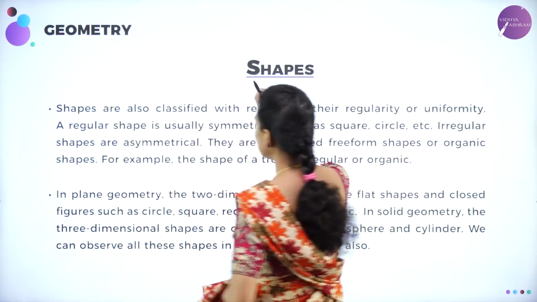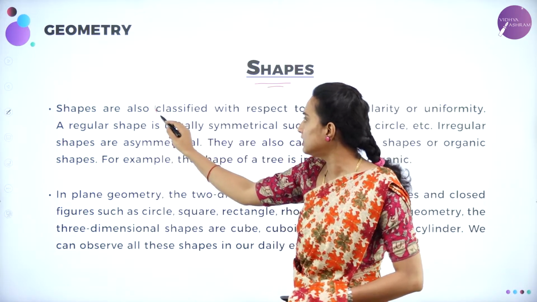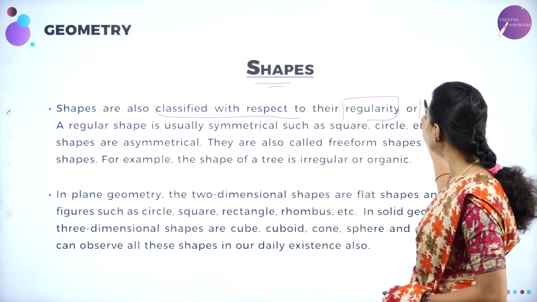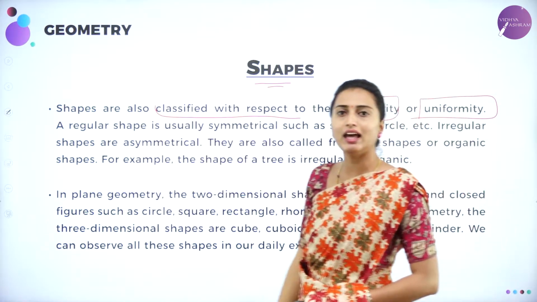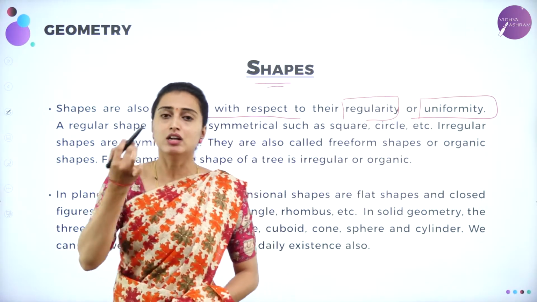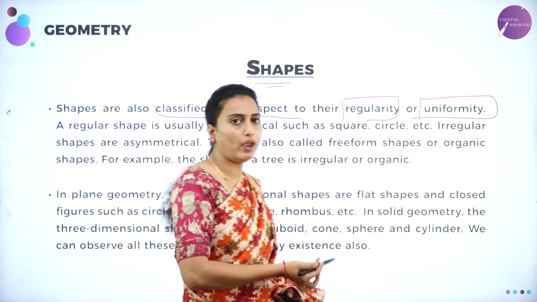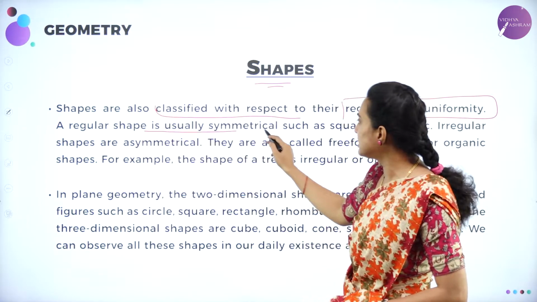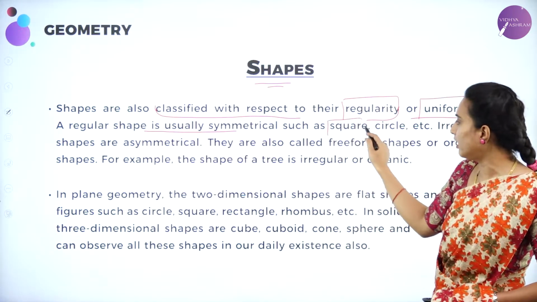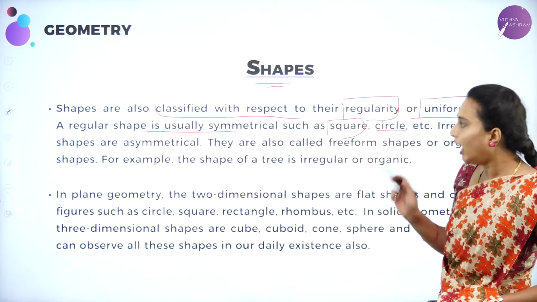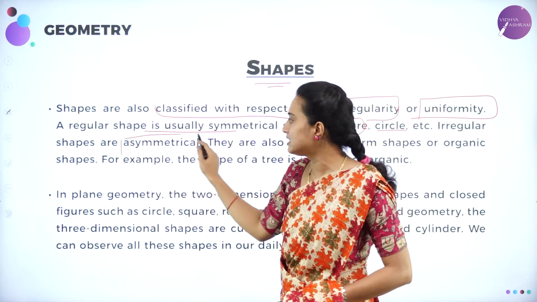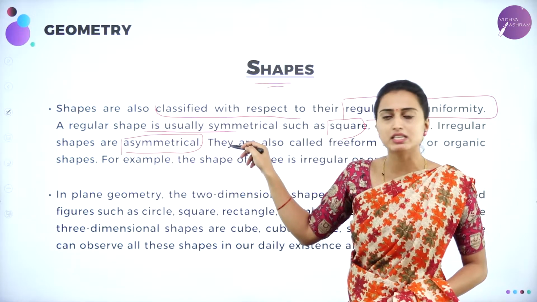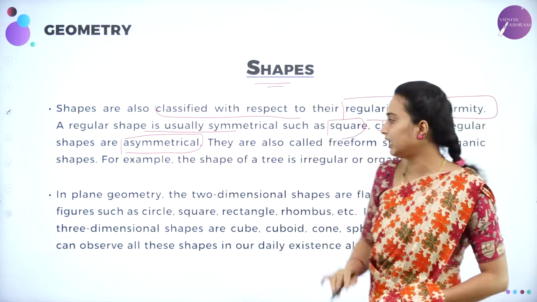Now what do you mean by a shape? Shapes are classified with respect to their regularity or uniformity. What is regularity and uniformity? Either it can be a circle or it can be a square, like that. A regular shape is usually symmetrical, such as a square or circle. And irregular shapes are what? Asymmetrical. Obviously, regular shapes are symmetrical, so irregular shapes will be asymmetrical.